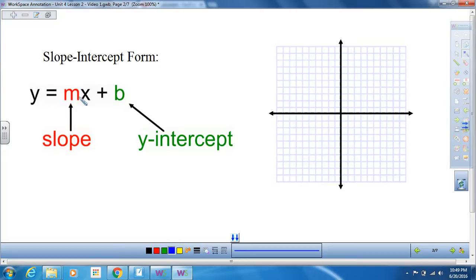It's y equals mx plus b. So m stands for slope, and b stands for the y-intercept. So y-intercept is where our line crosses the y-axis. Okay? And it's also where we'll start graphing.